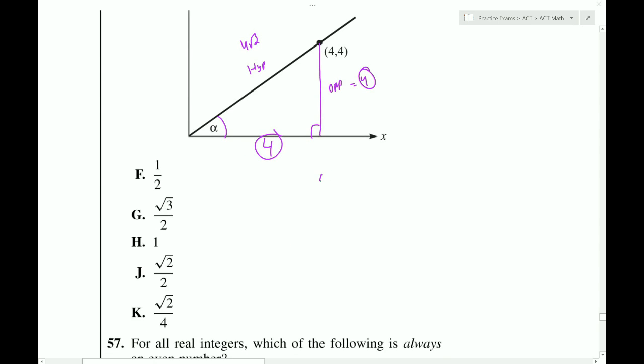But anyway, opposite over hypotenuse, right? Those 4's will cancel. You'll get 1 over radical 2. But that's not acceptable because it has a radical in the denominator. So we need to rationalize it. So we do that thing here, we get rad 2 over 2, which is choice J.